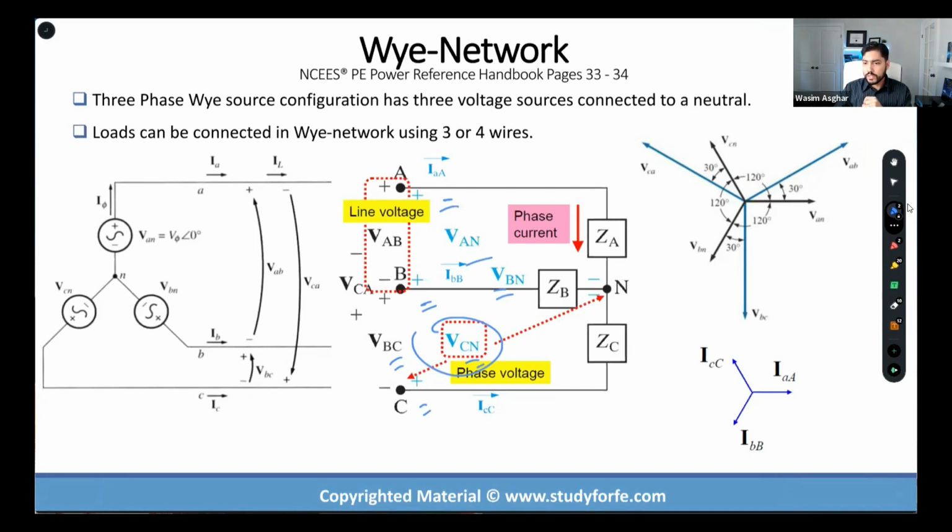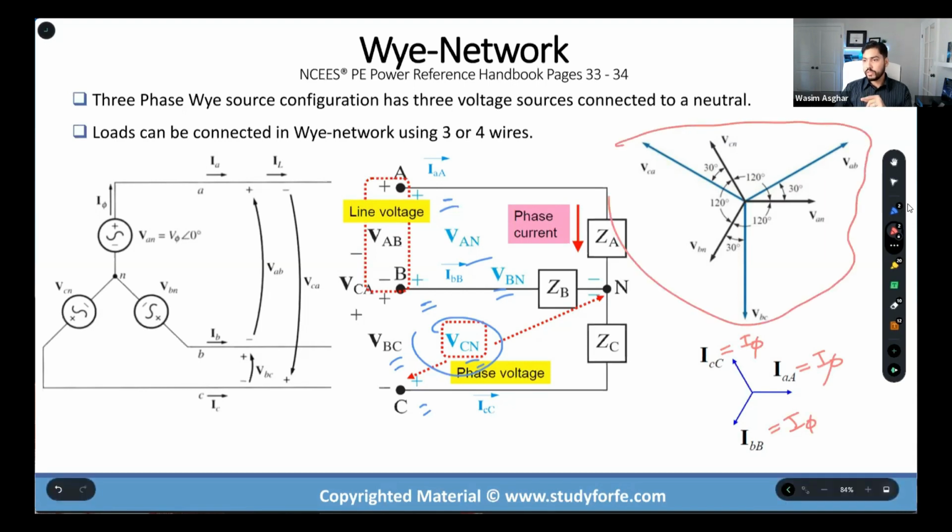Okay. So when it comes to the line currents, they are equal to the phase current. When it comes to the line-to-line voltages, it's a little bit trickier. Square root 3 comes into play over there. With the Wye-network, that's where the square root 3 and 30 degrees come into play. Okay. The line current and phase currents are all equal.